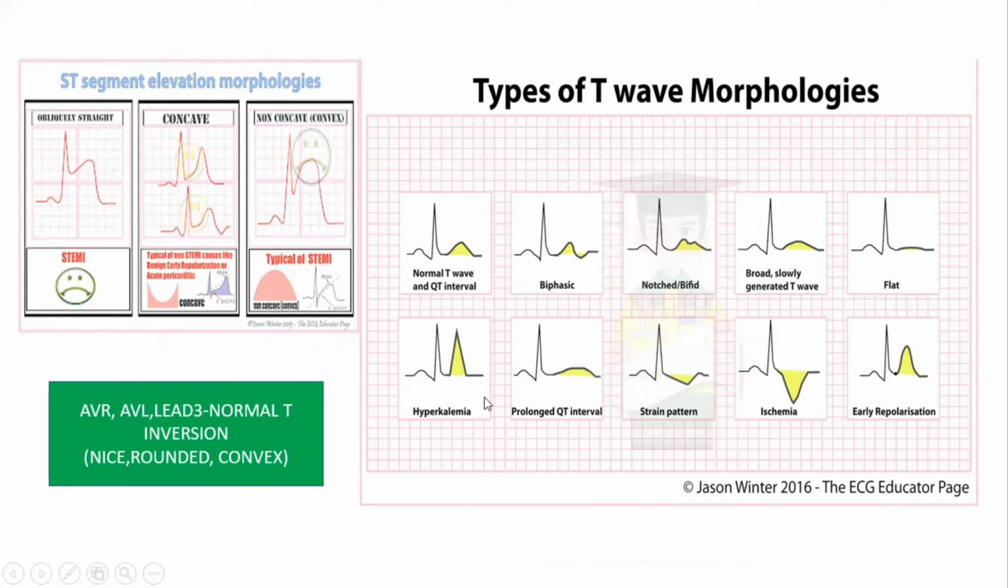Hyperkalemia will cause this T wave appearance and prolonged QT interval, and this is strain pattern, and this is ischemic T wave. This is early repolarization T wave. So here if you see, usually it is concave. If it is obliquely straight, this is ST elevation, and non-concave or convex is also ST elevation. This is typical of ST elevated MI. Thank you.